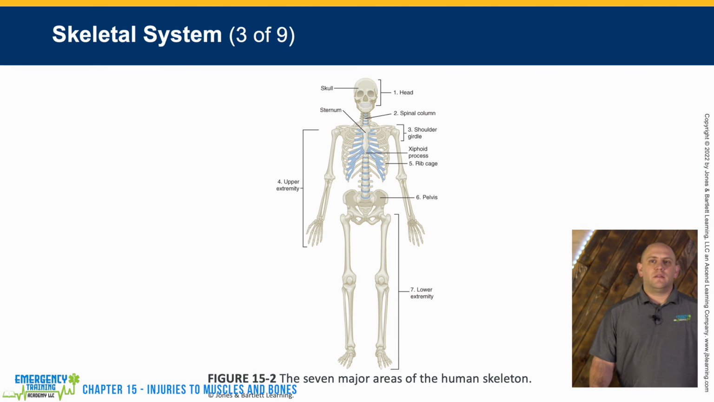Here you can see the skeleton and that breakdown of each of those locations: the skull, the spinal column, our shoulder girdle, our upper extremities, our pelvis, our lower extremities.